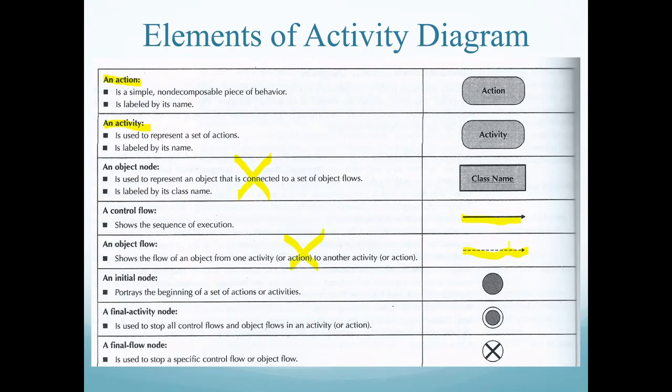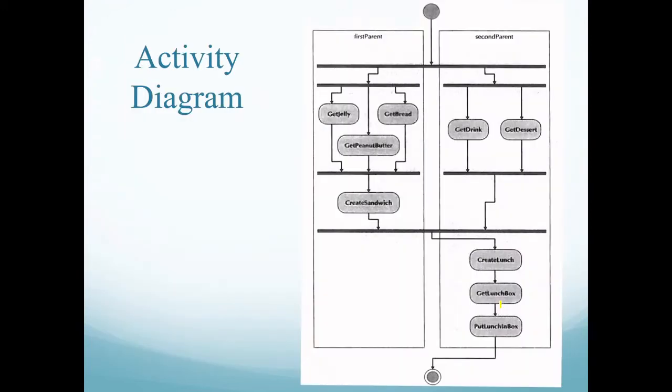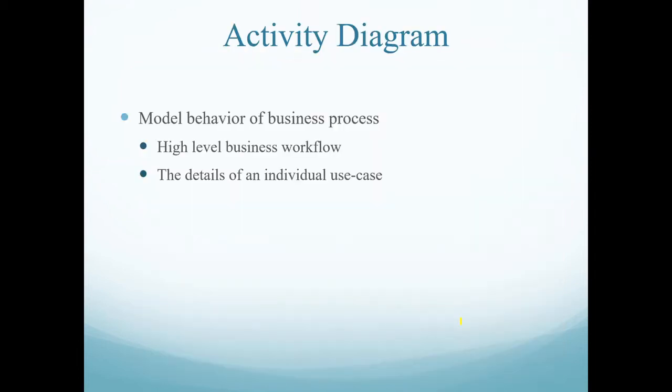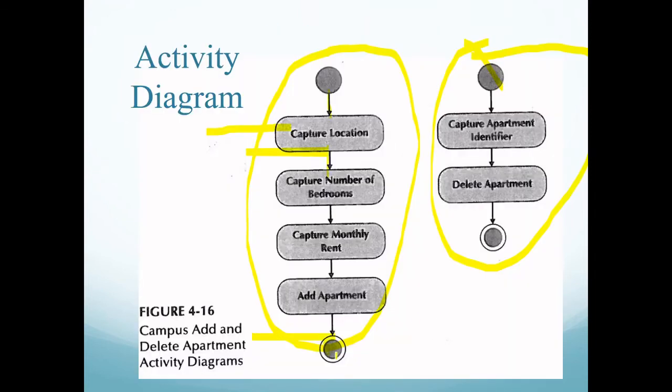That arrow is control flow, just meaning sequence: after doing this, after doing this, after doing this, like that. And this is the initial node, the starting point of the business process, and the final activity node. This is the end of a certain business process, like this here, and like this, and like this.